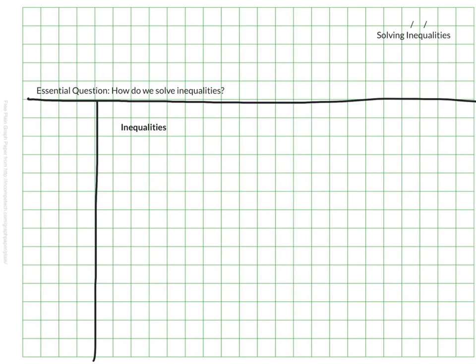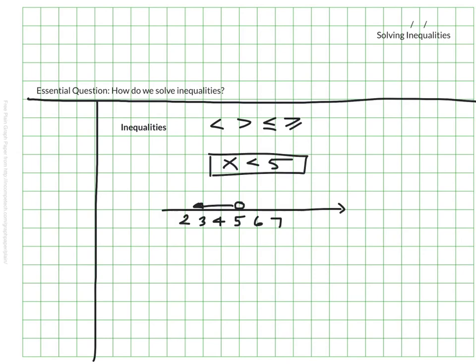And as we already know, inequalities are equations that use symbols such as less than, greater than, less than or equal to, or greater than or equal to. So for example, if x is less than 5, that means the value of x could be anything so long as it is smaller than the value of 5. And we set that up to show on a number line all of the ways that we could solve this inequality by saying any number less than 5.